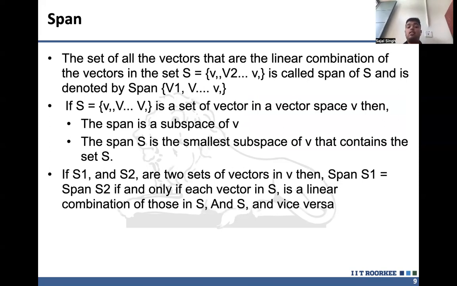If S is a set of vectors in V, then in a vector space, the span is a subspace of V. The span is the smallest subspace of V that contains the set S. If S1 and S2 are two sets of vectors in V, then span S1 is equal to span S2 if and only if each vector in S1 is a linear combination of those in S2 and vice versa. Also, span is denoted by span of V1, V2, up to Vn.